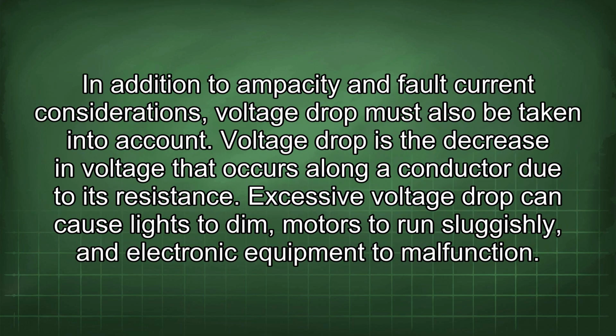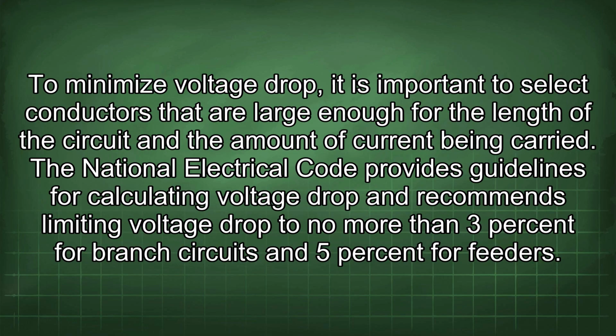In addition to ampacity and fault current considerations, voltage drop must also be taken into account. Voltage drop is the decrease in voltage that occurs along a conductor due to its resistance. Excessive voltage drop can cause lights to dim, motors to run sluggishly, and electronic equipment to malfunction. To minimize voltage drop, it is important to select conductors that are large enough for the length of the circuit and the amount of current being carried. The National Electrical Code provides guidelines for calculating voltage drop and recommends limiting voltage drop to no more than 3% for branch circuits and 5% for feeders.